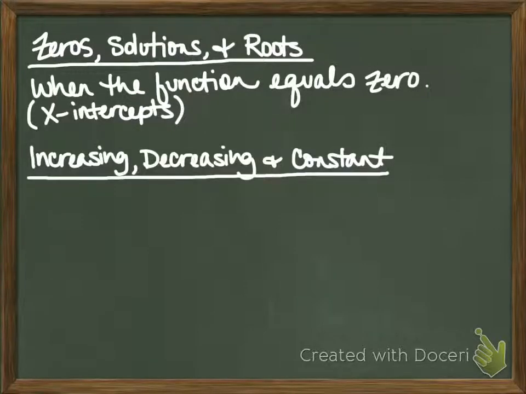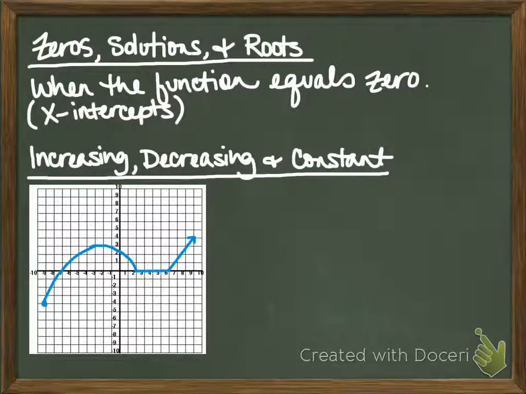Next, we're going to look at when a graph is increasing, decreasing, and or constant. Not all graphs are going to have all three things. Some may just be doing 1 or 2 or all 3. So I've got this function, and I want to look at the different places on this graph where it is increasing, decreasing, and or constant. There are 2 places on this graph where it's increasing or going up. That's highlighted in yellow now.